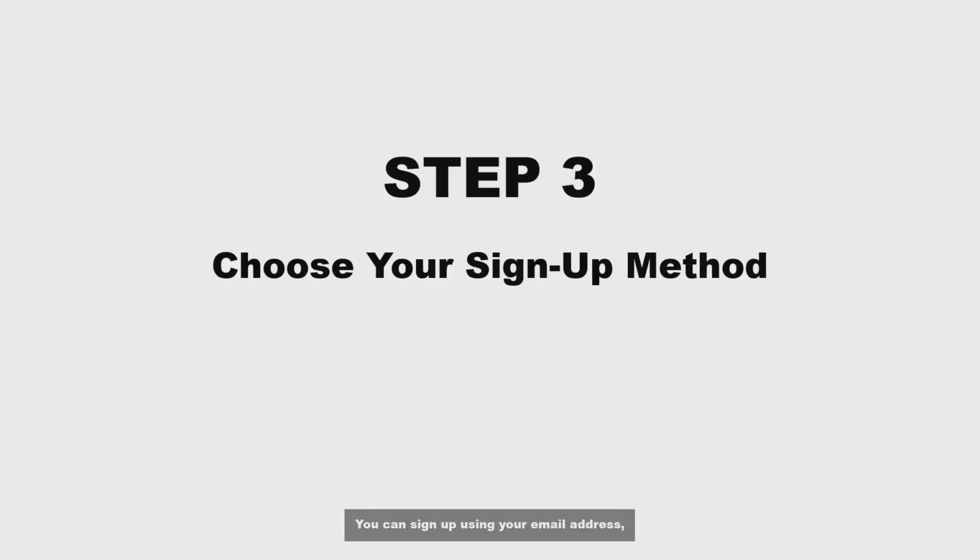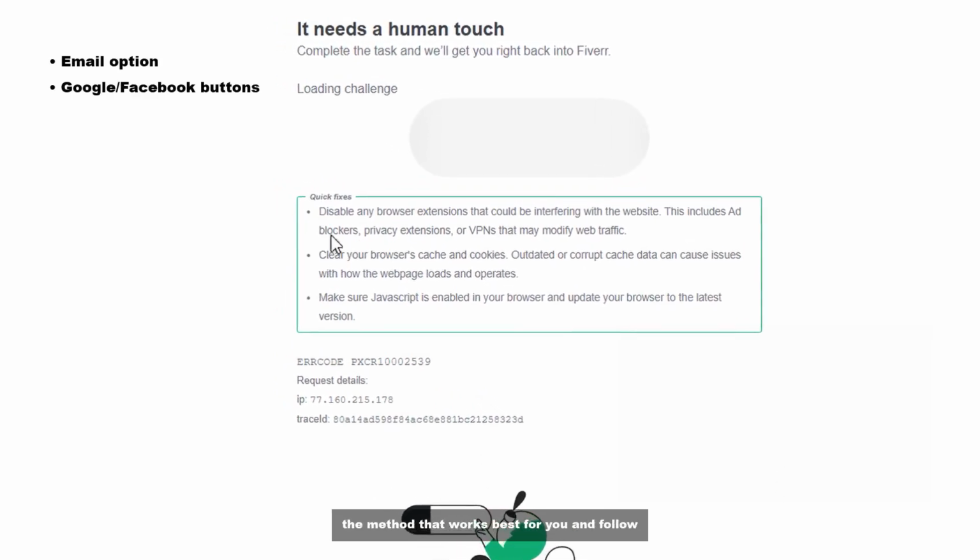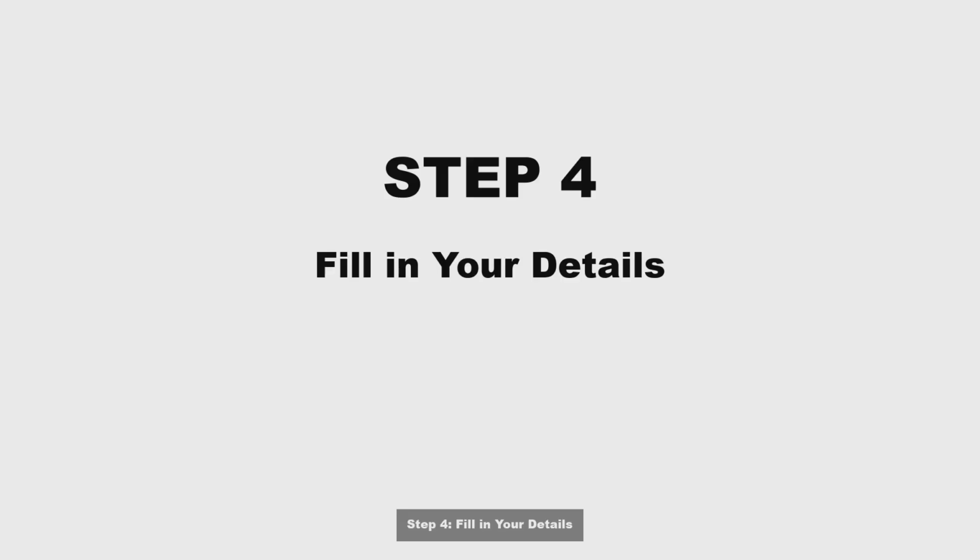Step 3. Choose your sign-up method. You can sign up using your email address, Google account, or Facebook account. Select the method that works best for you and follow the prompts.